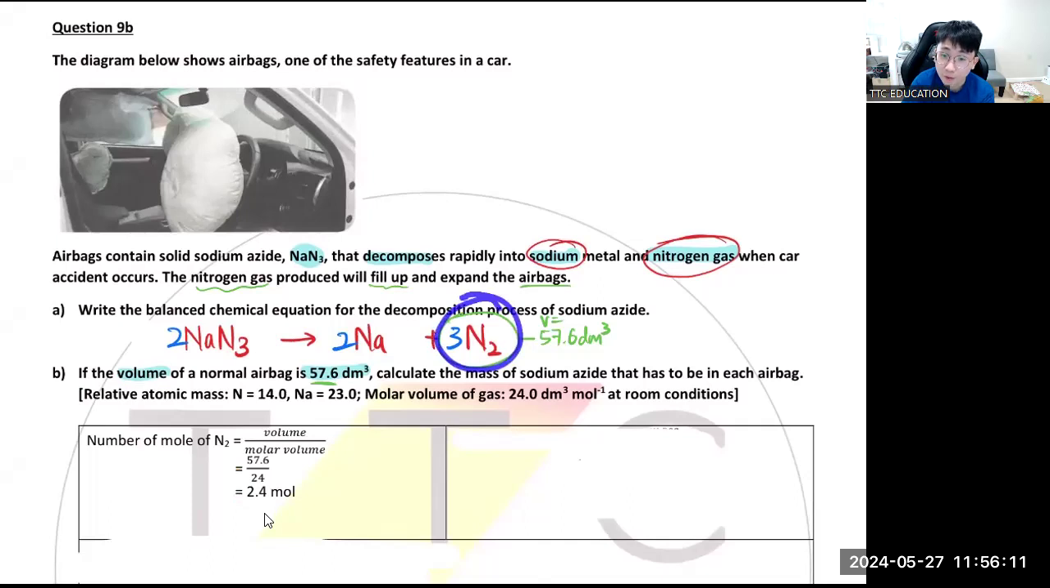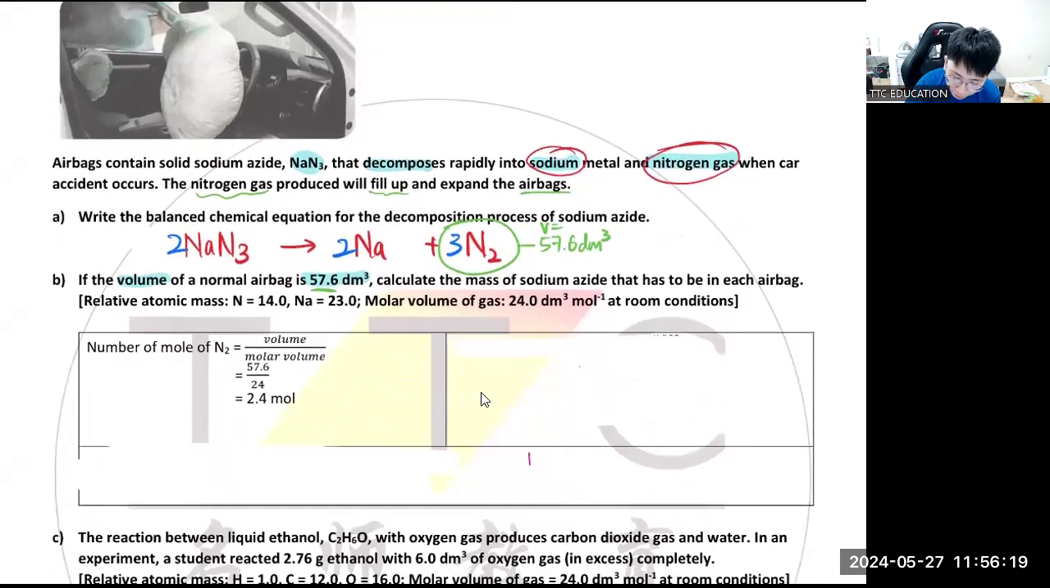The number of mole of N2 is 3. And then what you want is the mass of sodium azide, right? So your concept is, what you have is N2, what you want is NaN3. What I have is N2, which is 3. What I want is the NaN3, which only has a 2 in the front. So it's 3 to 2.